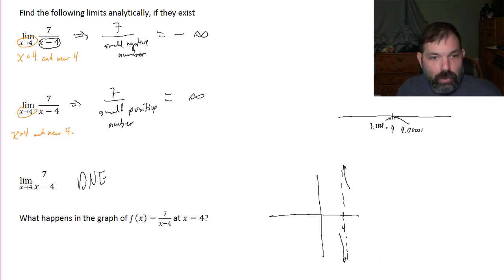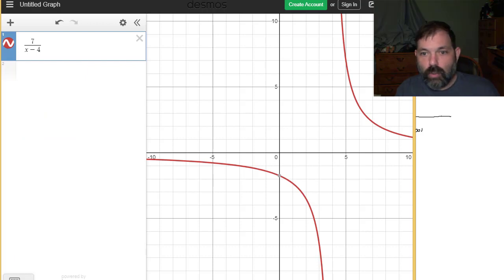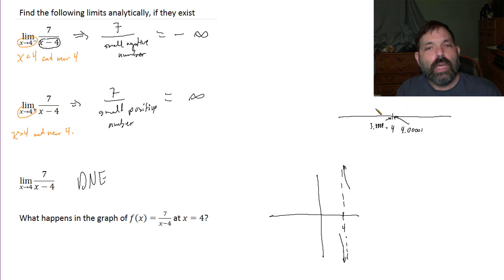Let me bring up Desmos real quick. And there's the graph of the function. What I can see here is that near x equals 4 on the left, the curve goes to negative infinity, and near x equals 4 on the right, the curve goes to positive infinity. And so that verifies what I saw analytically. So let's get some more practice with this.